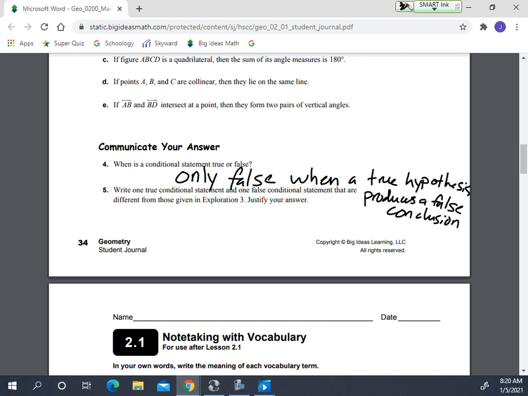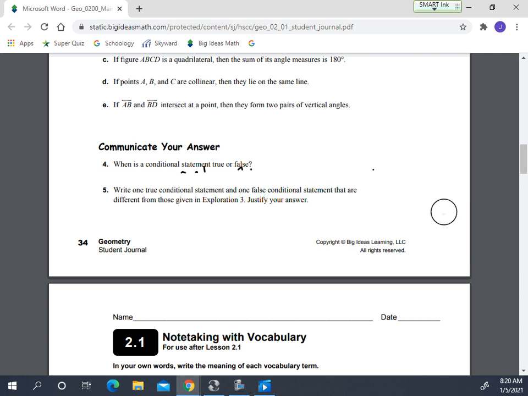So if I have a true hypothesis and a true conclusion, it's going to be true. If I have a false hypothesis and true conclusion, it's true. When I have a false hypothesis and false conclusion, it's true. When I have a true hypothesis and a false conclusion, it's going to be false. Okay, moving on.